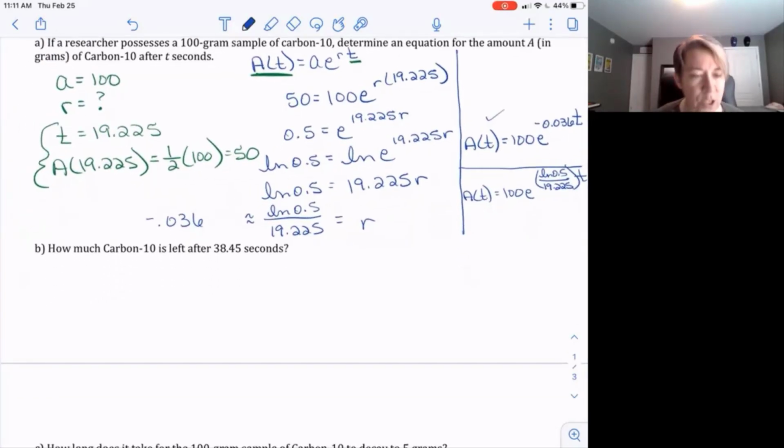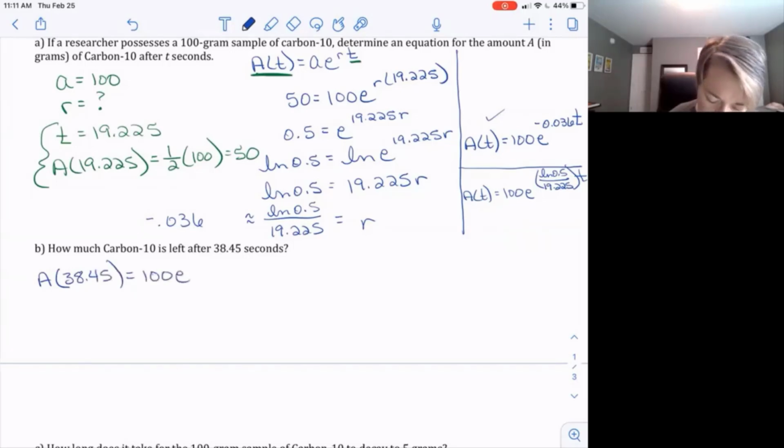So using that equation, part B is asking us how much carbon-10 is left after 38.45 seconds. We need to put that in for our t. We want to know the amount when our time is 38.45 seconds. So that would give us 100 e^(-0.036 × 38.45). When we put all of that into our calculator, we get approximately 25 grams.